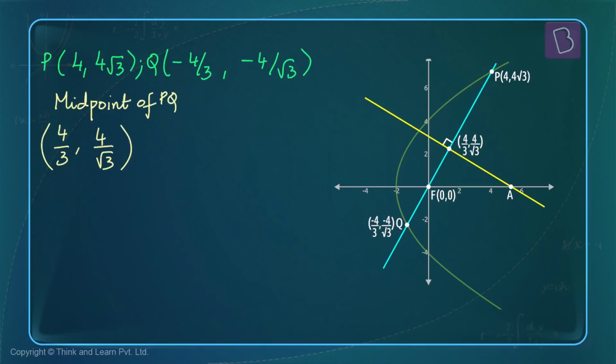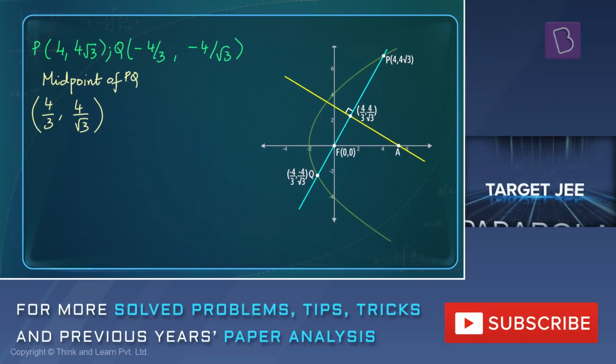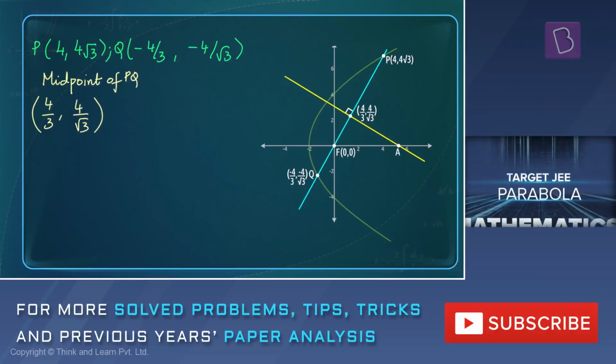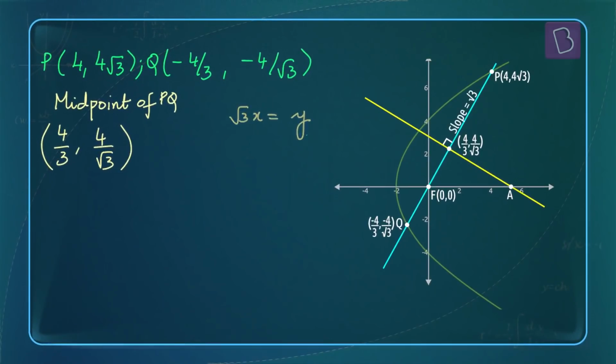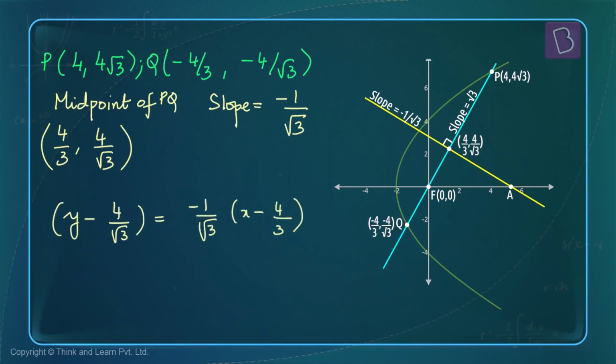Now, what is going to be the equation of the perpendicular bisector of PQ? Well, I know the slope of PQ. What is the slope of PQ? Well, PQ has the equation root 3x equal to y, which means the slope is root 3. The perpendicular bisector will have a slope of -1 over root 3. So the slope of the perpendicular bisector is -1 over root 3. I know the point through which it passes. I can easily write the equation of the perpendicular bisector. y minus 4 divided by root 3 equal to -1 over root 3 into (x minus 4 by 3).